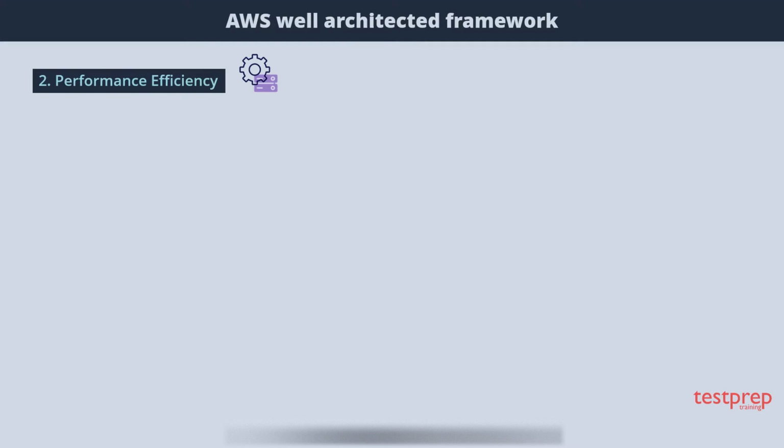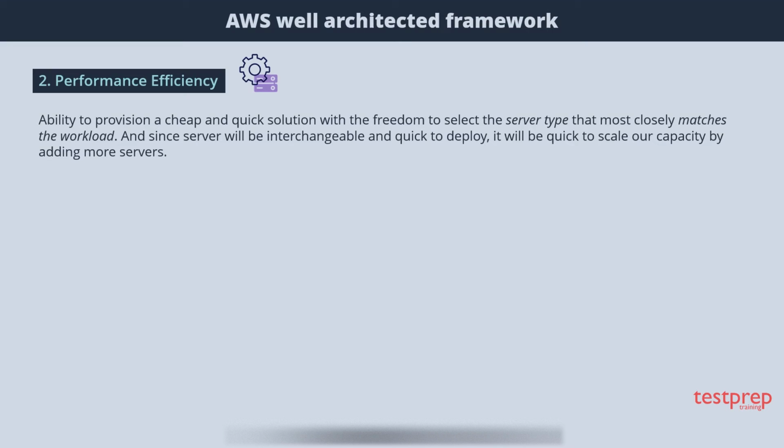2. Performance efficiency. In the on-premises model of doing things, servers are expensive, and often manually deployed and configured. It could take weeks, and each server is unique and requires a lot of maintenance. In this model, it is quite common to use the same type of server, or even the same server, for multiple workloads. The better way is provisioning a cheap and quick solution, which also has freedom to select the server type that most closely matches the workload. And because every server is interchangeable and quick to deploy, we can quickly scale our capacity by adding more servers.